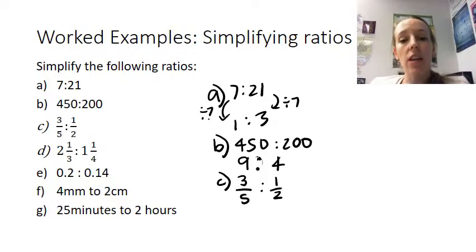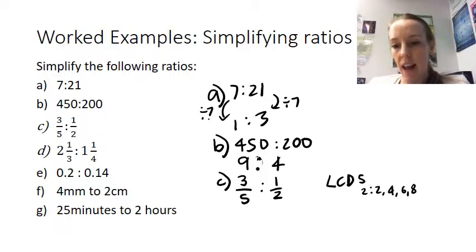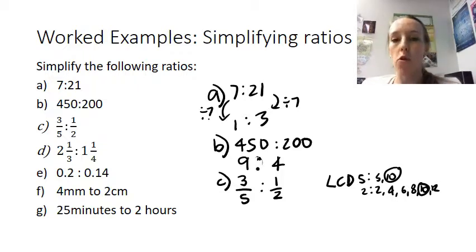So we've got a fraction here. So what we're going to have to do is we're going to have to find our lowest common denominator. So the lowest common denominator of 5 and 2. So over here, I'm going to write lowest common denominator of 5 and 2. So for 2, we've got 2, 4, 6, 8, 10, 12. For 5, we've got 5, 10. So our lowest common denominator is going to be 10, so we're going to multiply both by 10. So when you're calculating, you're going to write 3 divided by 5 times 10, and that will give you an answer of 6.